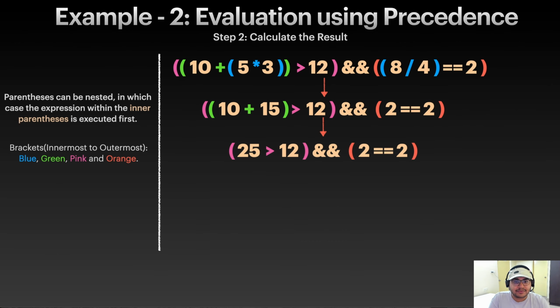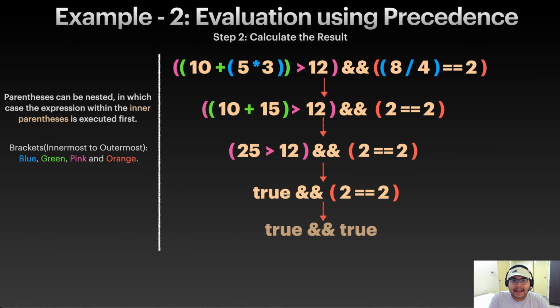25 greater than 12 returns true. Next, the red brackets. 2 equals 2 gives true. And in the end, the logical AND operator is executed, which results in a true literal of Boolean data type. Now that we understand precedence with the help of these examples, let's move to our next segment, associativity of operators in Java.